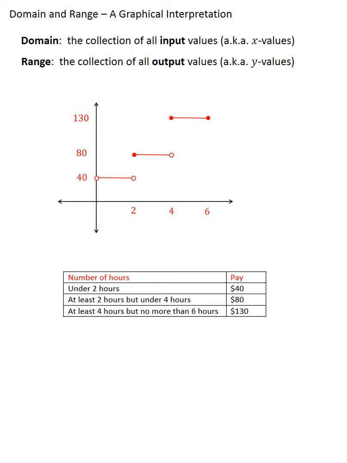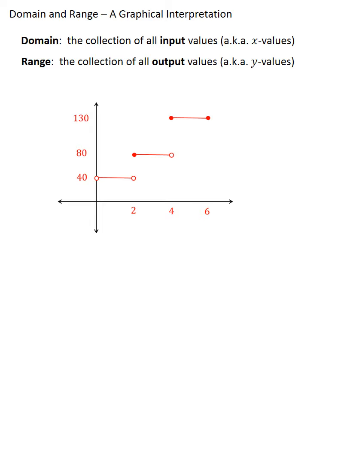and if it takes under 2 hours, you're going to charge $40. If it takes between 2 and 4, including possibly 2 itself, you're going to charge $80. And if it takes between 4 and 6, you're going to charge $130. That kind of scenario in real life would lead to a step function. Your pay is a function of the amount of hours it takes you to complete the task. Now, I didn't need that information to answer the domain and range, but it was just something worth looking at because step functions do occur in the real world.